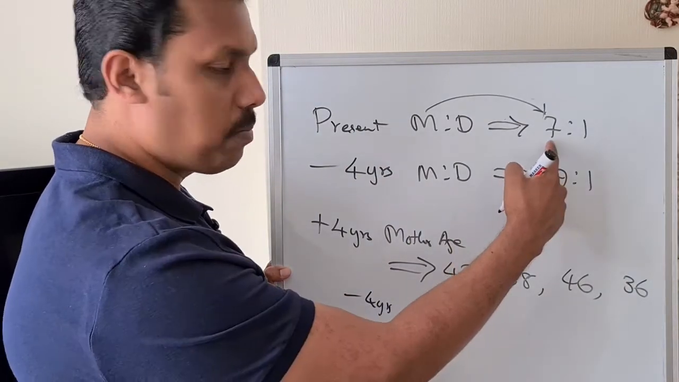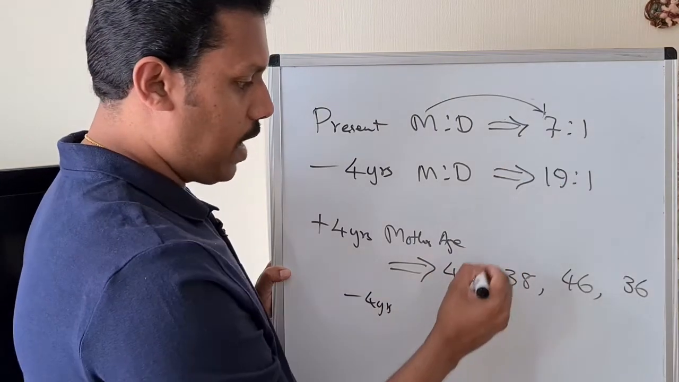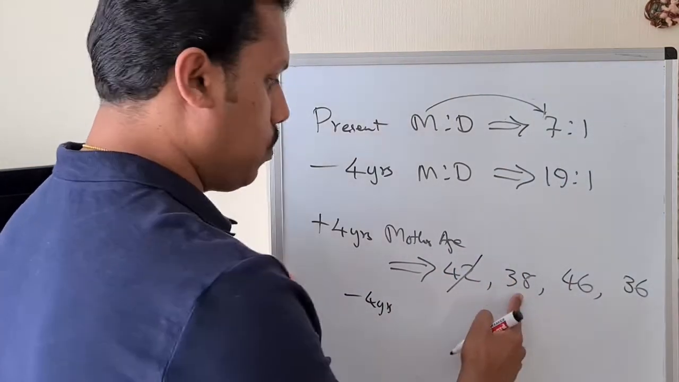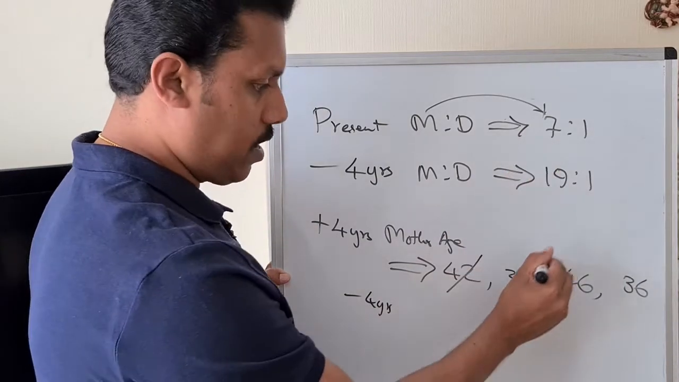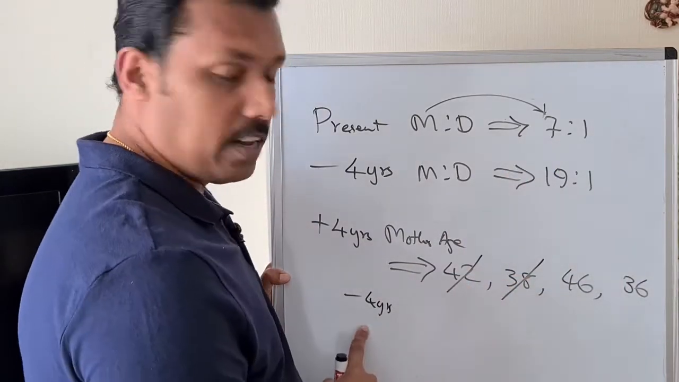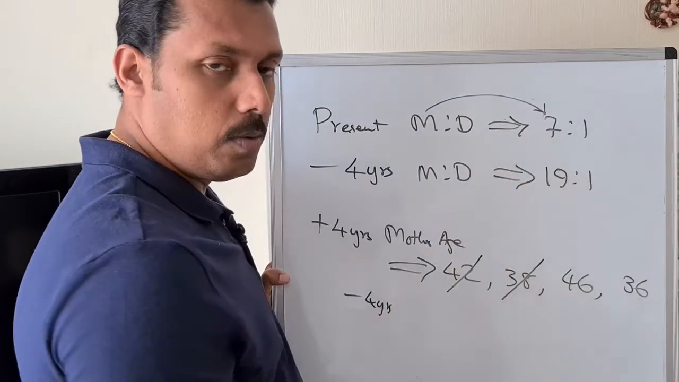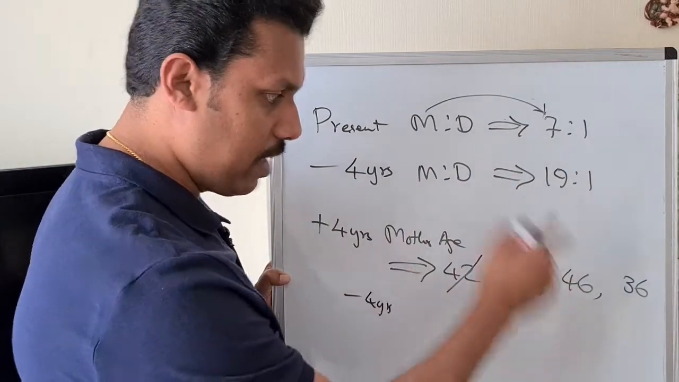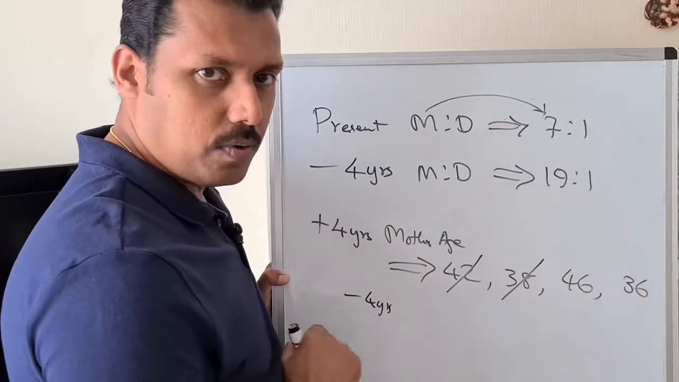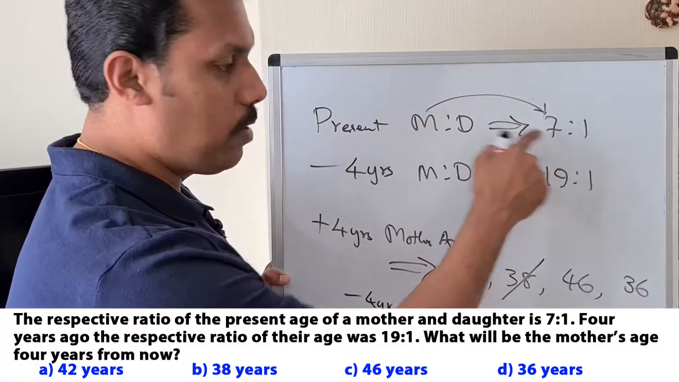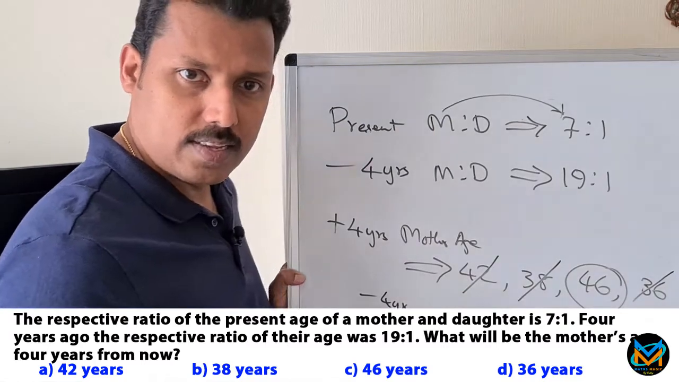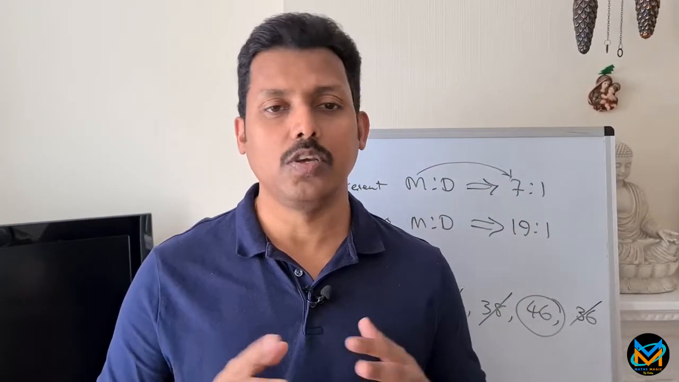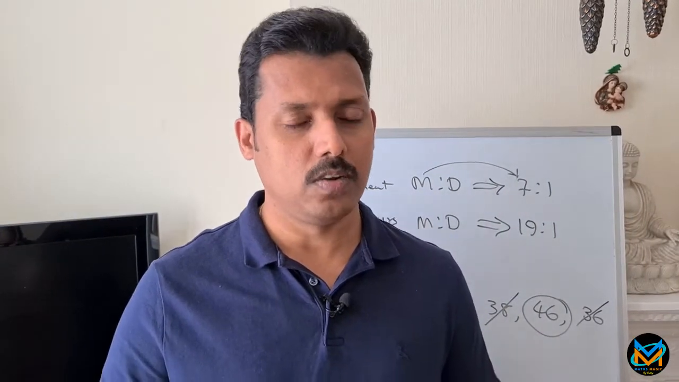Is 38 a multiple of 7? No. So that cannot be your answer. Now 38 minus 4 is 34. Is 34 a multiple of 7? No. That cannot be your answer. 46 minus 4 is 42. Is 42 a multiple of 7? Yes. That can be an answer. 36 minus 4 is 32. Is 32 a multiple of 7? No. So that cannot be the answer. The answer is 46. It's very easy to use this option verification method to find the answers.